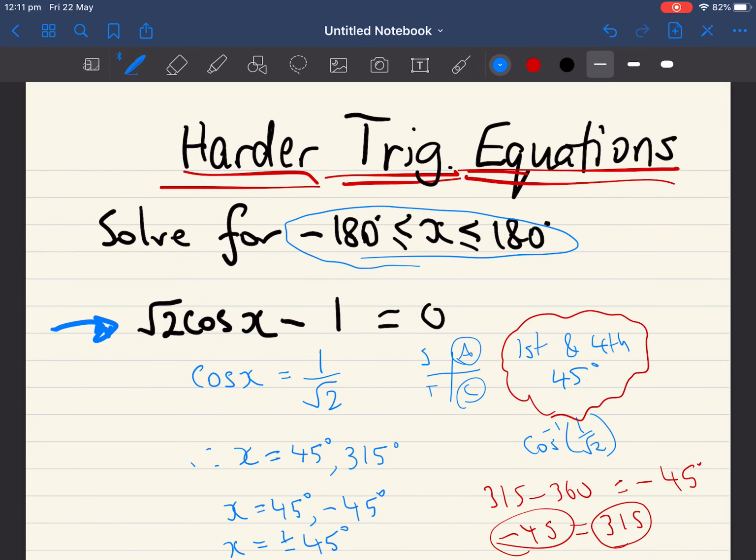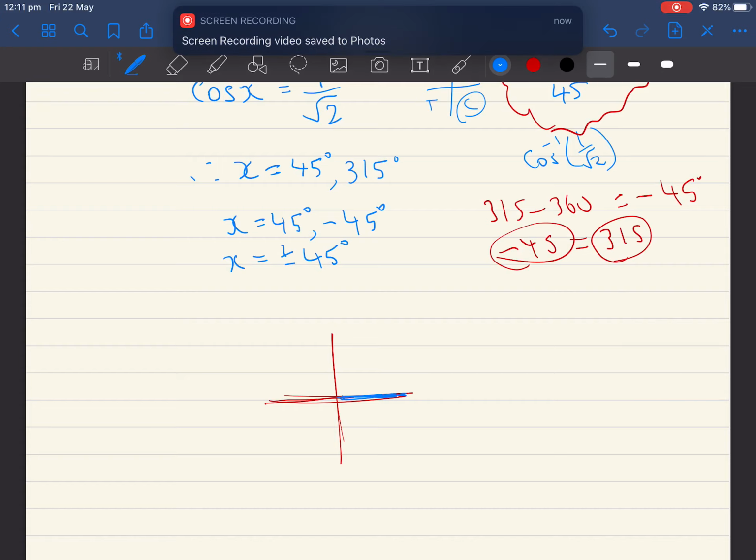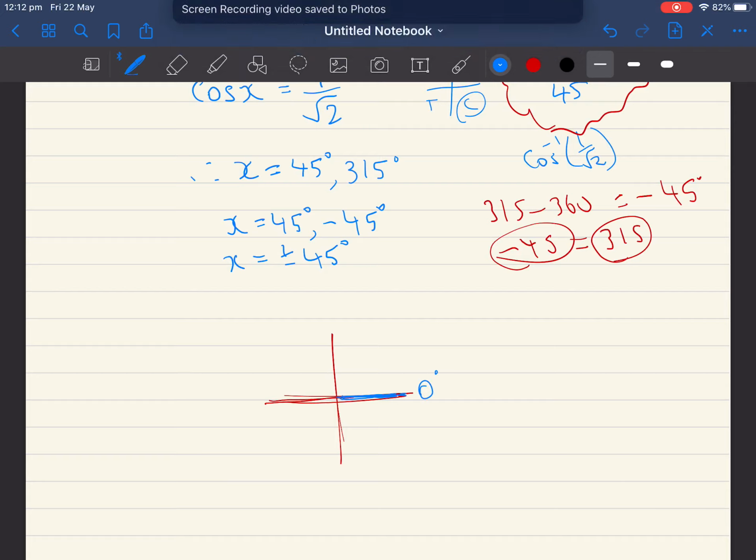Actually, some of you are probably wondering, maybe you've missed the video where I explained this. You may be wondering why 315 is the same thing as minus 45 degrees. I feel like it might need a short amount of explaining. Let's draw up our quadrants. Let's say we have the angle which is just lying down flat here. That's going to be exactly the same as 0 degrees.